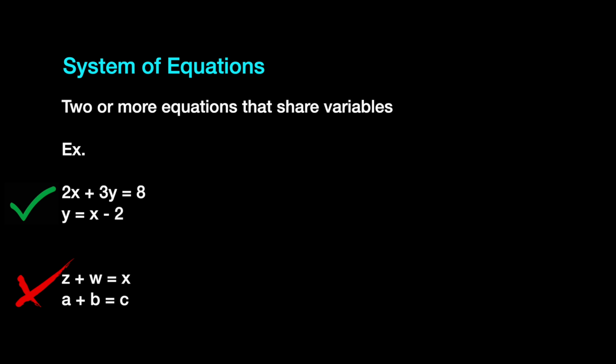An example would be 2x + 3y = 8 and y = x - 2. A counterexample, something that would not be a system of equations, would be z + w = x and a + b = c, because they do not share variables.